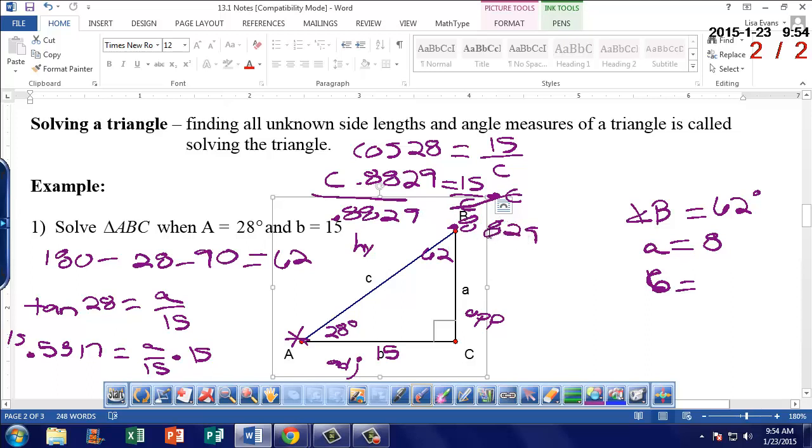0.8829. So on your calculators, you should do 15 divided by 0.8829. I get 16.99. So you round that to the nearest tenth, it becomes 17.